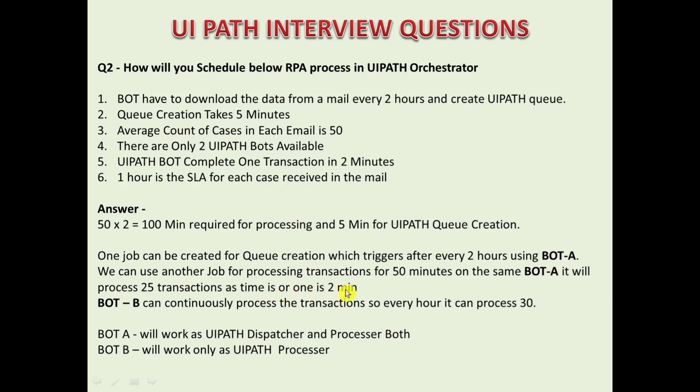So 10 minutes we have kept for the data download and creation of the queue, and then 50 minutes we can use the same bot for processing 25 transactions. For another 25 transactions, bot B can continuously do processing. So bot A will work as the UiPath dispatcher and processor both. Bot B will always work as the processor, consuming the UiPath queue which is created by bot A.